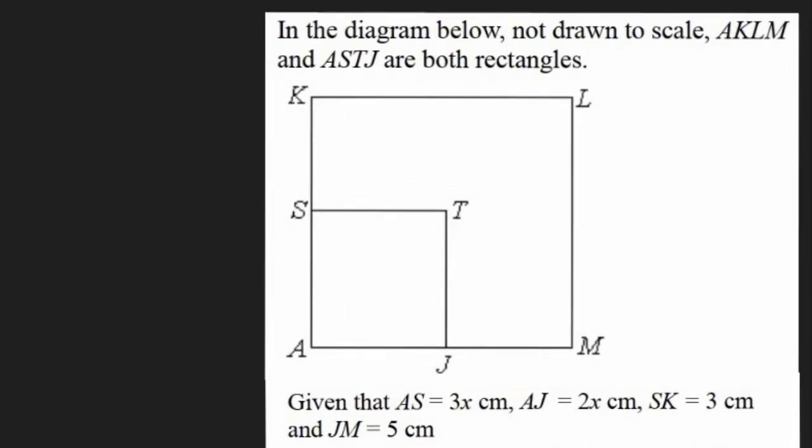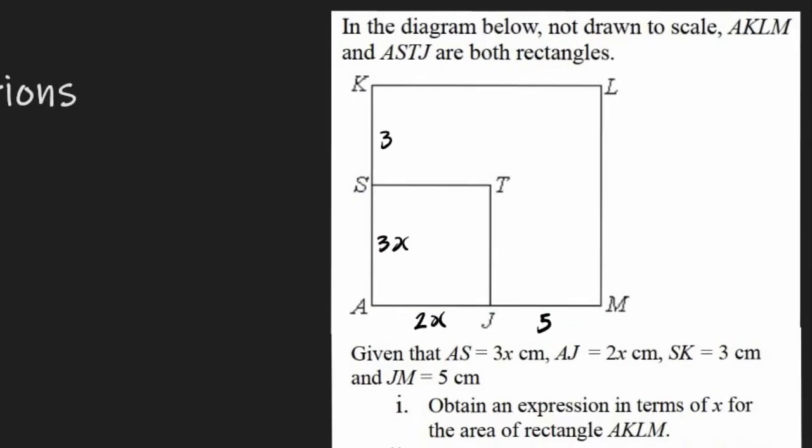In the diagram below, not drawn to scale, AKLM and ASTJ are both rectangles. Given that AS is 3x centimeters, AJ is 2x centimeters, SK is 3 centimeters, and JM is 5 centimeters. Part 1 of the question: obtain an expression in terms of x for the area of rectangle AKLM.